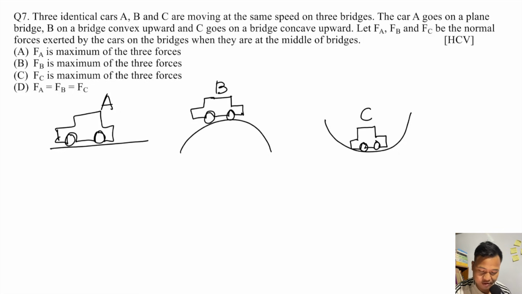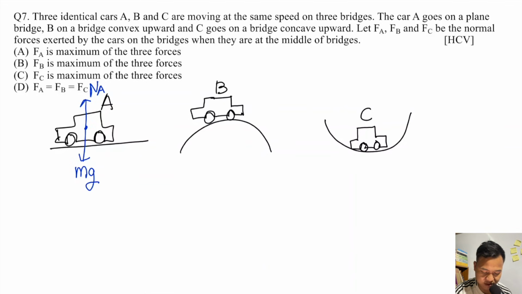So when they are at the middle of the bridge, the normal force is the contact force. So here you'll have normal exerted by the ground on the car and normal exerted by the car on the ground. So these two are equal. Okay, this is FA, right? So you take this car as your frame of reference. You will feel the normal from the ground, so normal A. And the weight of the car is downwards.